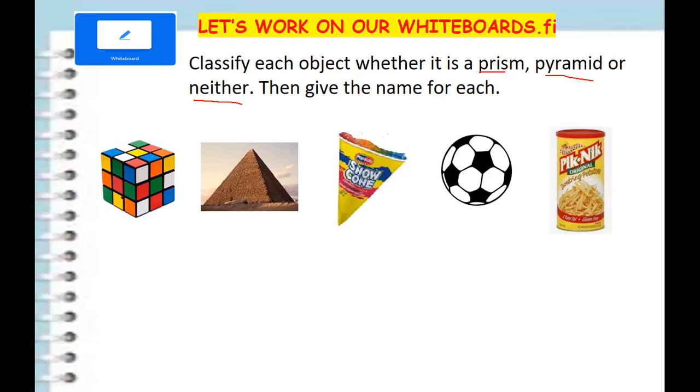You can pause your video. I will give one example. Cube. Is it a prism, pyramid, or neither? So I will give you one and you can complete this one and let me know. So it is a prism, a cube. Okay? So pause your video and answer.